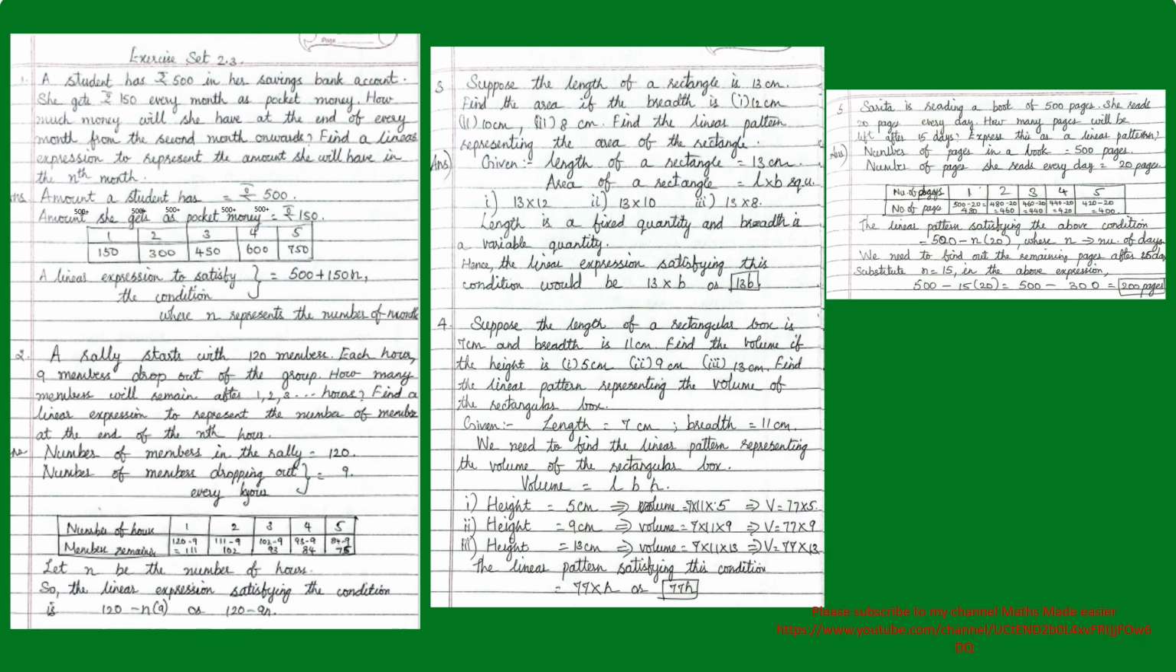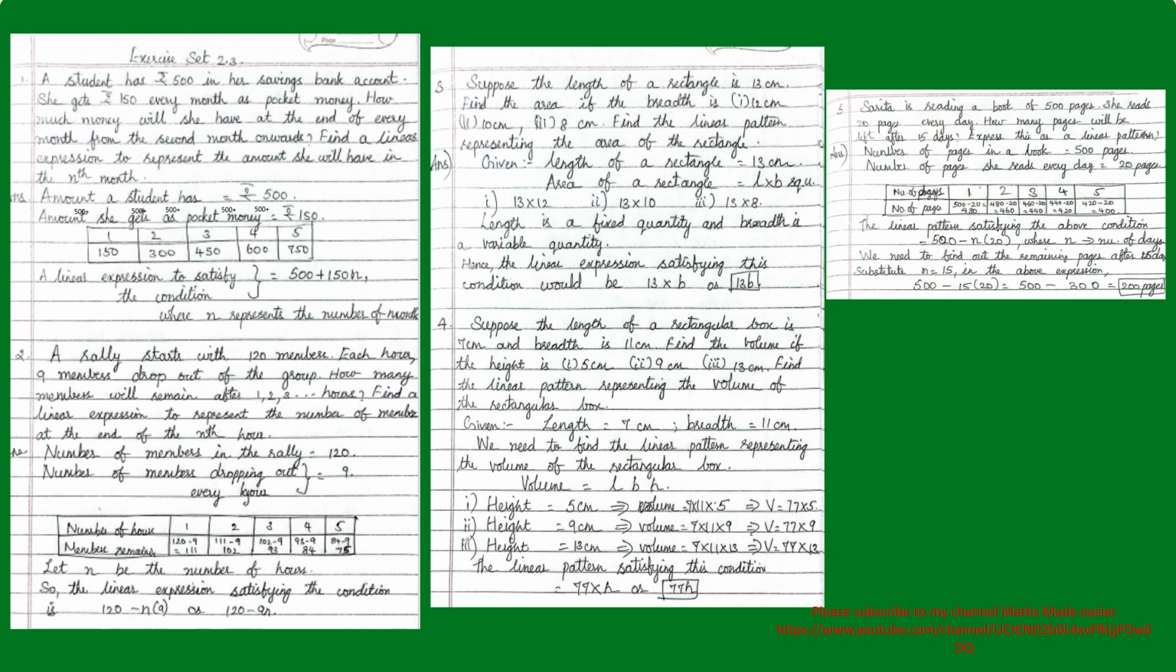Now the breadth, we are given 3 different values. So we can consider that the breadth is variable and the length is a constant. So 13 times b will be the linear expression satisfying the above conditions. Just substitute the value of each b in 13b to get the respective areas of the rectangle.